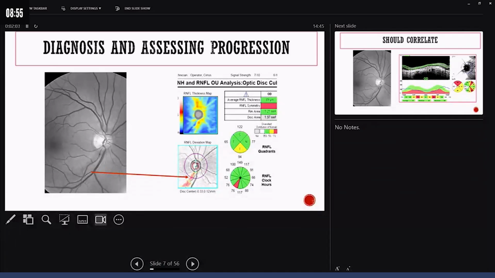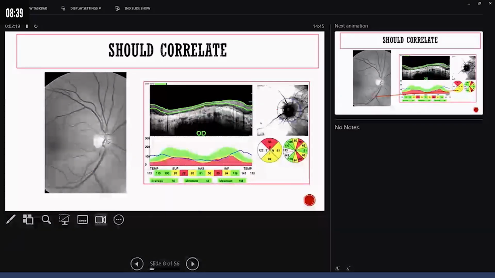Not only in this case does OCT help you to diagnose glaucoma, but over time, if you see this 76 becomes 60 or 50, you can see that the patient is progressing also. So OCT helps you in diagnosis in this case. Also, OCT helps you to assess the progression. But very important, any red or yellow area in OCT is not important by itself. It has to be corroborated with your clinical finding.